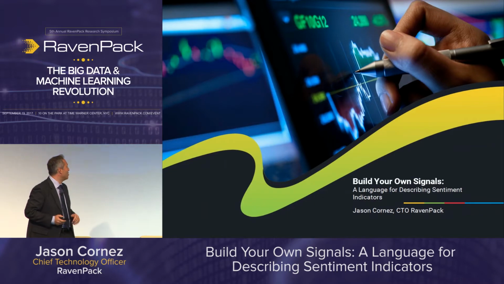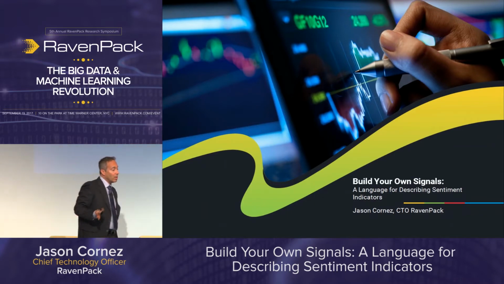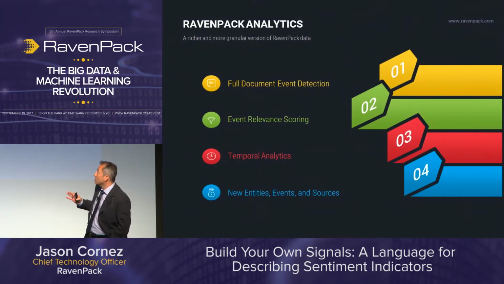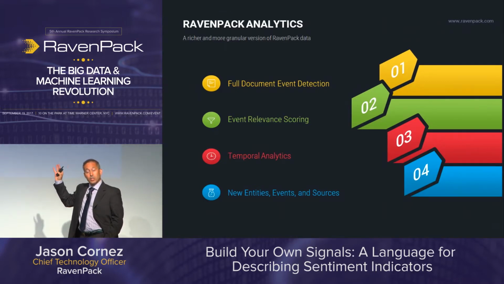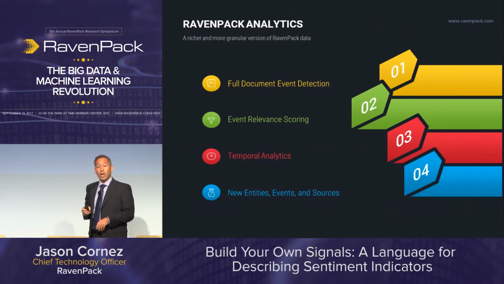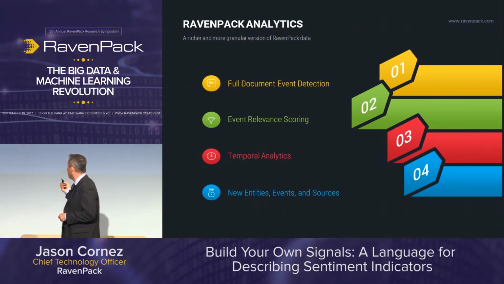So I want to talk to you about some stuff that I've been developing at RavenPack over the last few months, and I kind of gave some hints about it before. Some of you might know Peter really introduced the RavenPack offering this morning very well, talked about what it does. This spring, we introduced a new version of the product that has all of the following enhancements: full document event detection, not just headlines, relevance scoring, temporal analytics. That means which earnings period are we talking about, things like that. And there's lots of new entities, events, and lots of new sources of news that go into this.